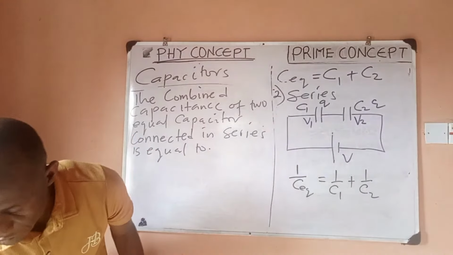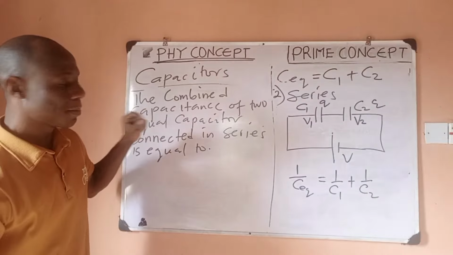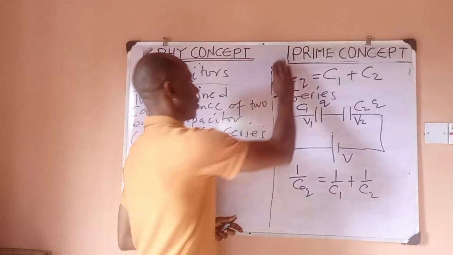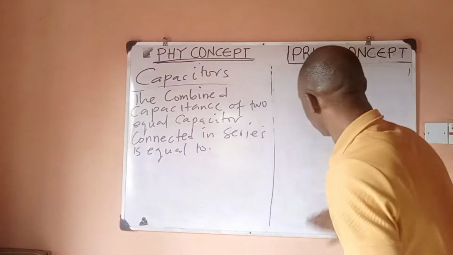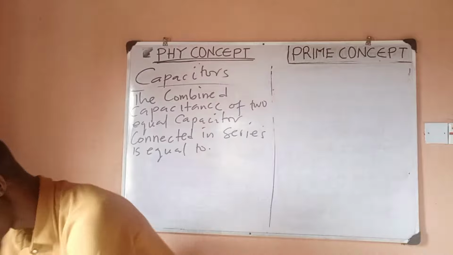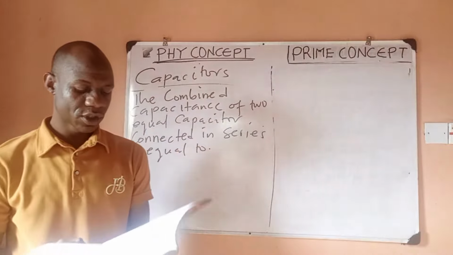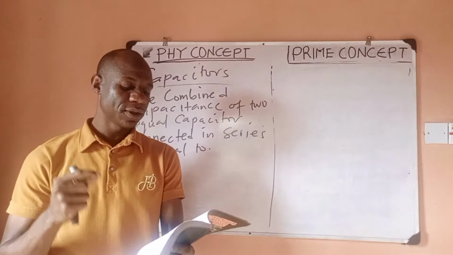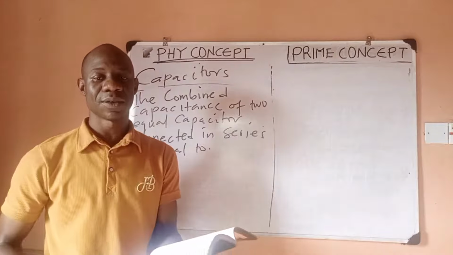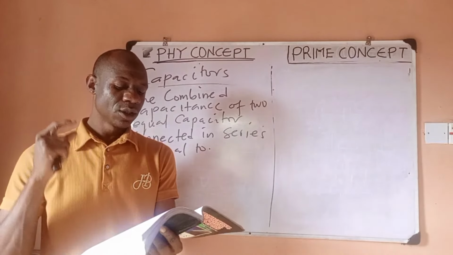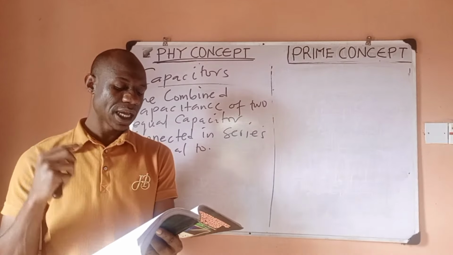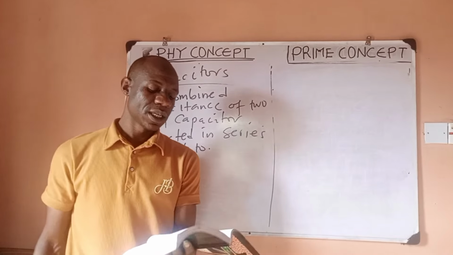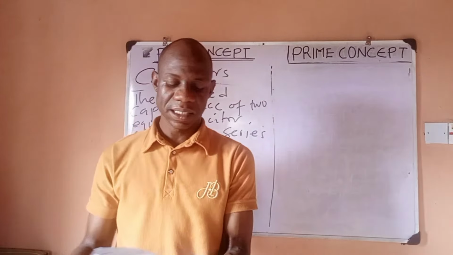So that's the question. The combined capacitance of two equal capacitors. So take note of the word equal capacitors connected in series will be equal to what? So I'm waiting for your answer. Quickly. I have options. If you want, I can mention the options for you. So first option says it will be 1/2 the capacitance of one capacitor. Second option says it will be twice the capacitance of one capacitor. Third option says it will be 4 times the capacitance of one capacitor. Then fourth option says it will be 1/4 the capacitance of one capacitor.